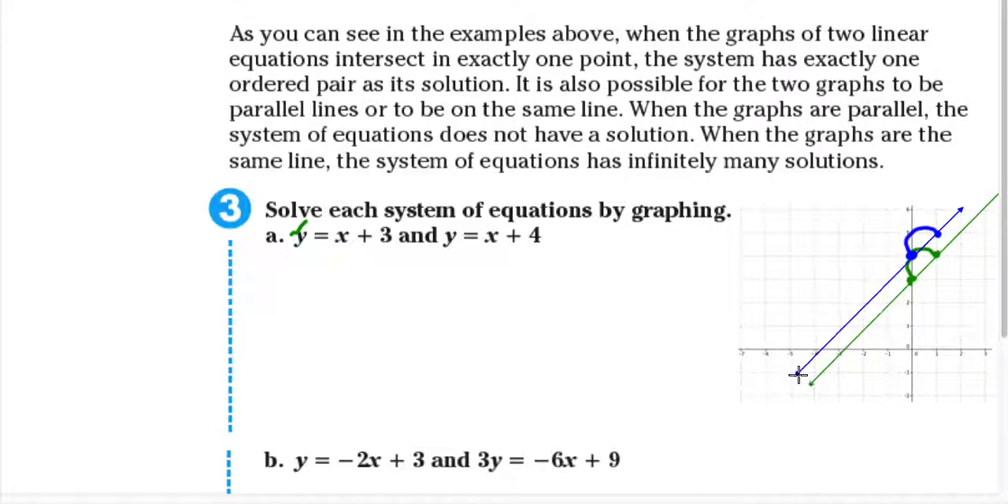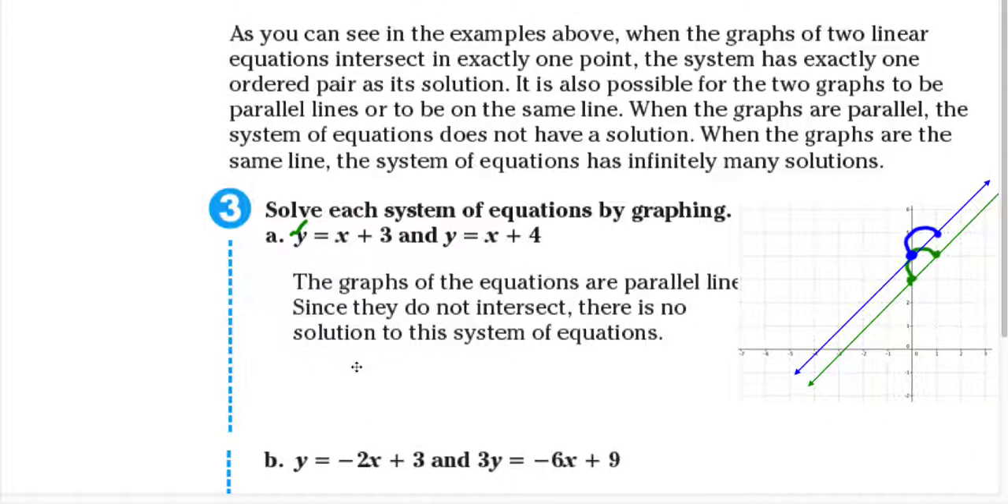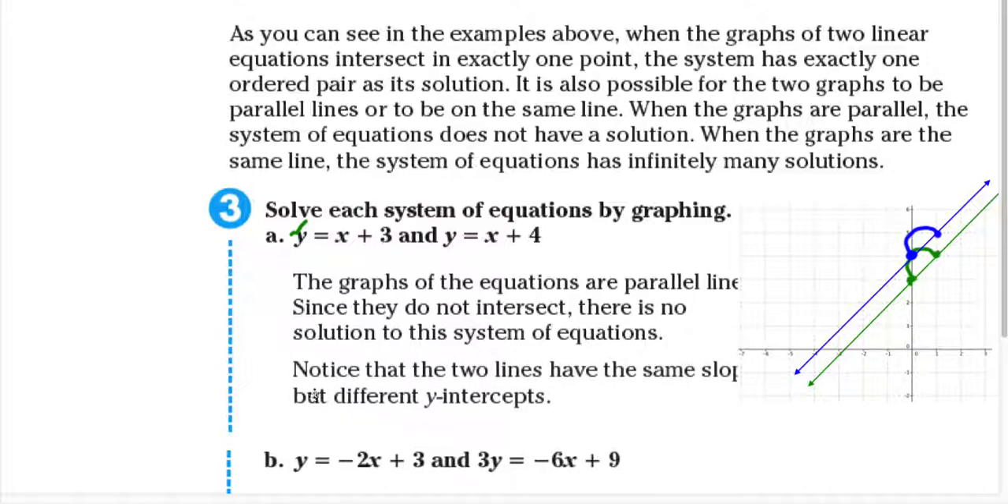So I connect those 2 points, and if you notice, they're parallel to each other, and they will never intersect. And that's the reason why the solution of 2 parallel lines will be no solution, because they will never intersect. Two parallel lines will have the same slope, but they have different y-intercepts. And take note of this one: they will have the same slope, but different y-intercepts.